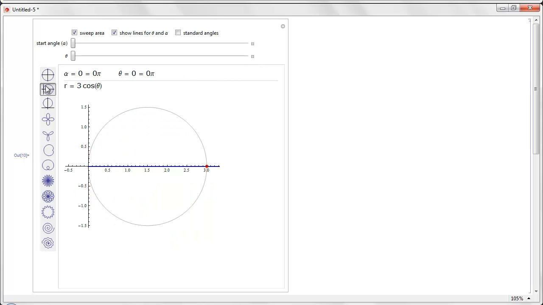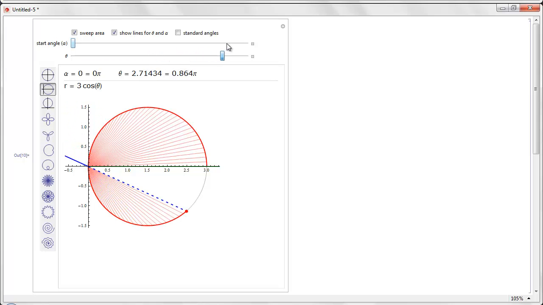However, what if we have a circle like r equals 3 cosine theta? Now the circle is offset. It's not centered at the origin. As theta increases, we sweep out the area as follows. r is always measured from the origin out to the curve, not necessarily the center of the figure. It's from the origin out to the curve. So when we sweep the area for 3 cosine theta, it comes around like this.